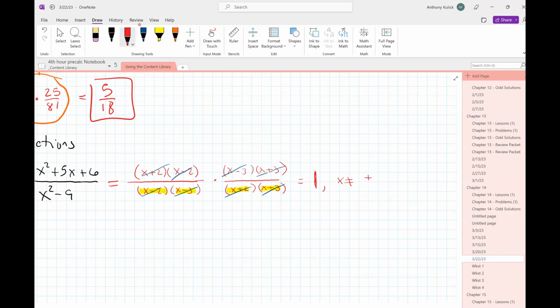Okay, so I'm just going to write it that way. You could write them as 4 separate things. That's okay also. I'm just conserving ink.